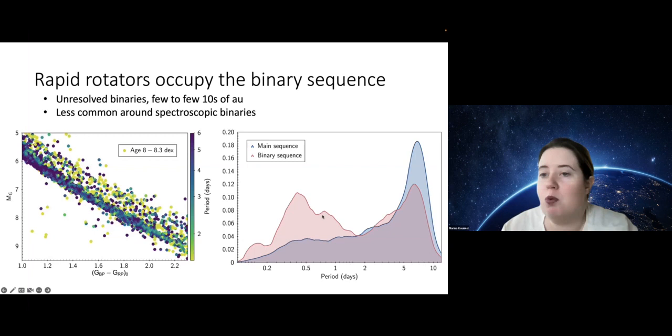It's not exactly one-to-one. There's some cross-contamination. There are some slow rotators here. There are some fast rotators here. But it does seem to be quite apparent that there's something about multiplicity that is influencing the stars to speed up. And it might be tempting to think, well, maybe it's just tidal effects. If you have two stars very close together, then eventually the rotational period is going to match the orbital period.